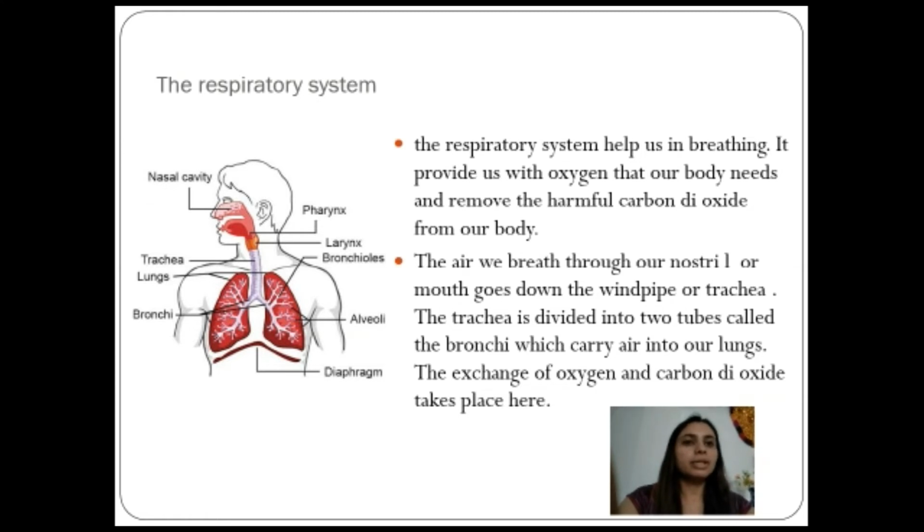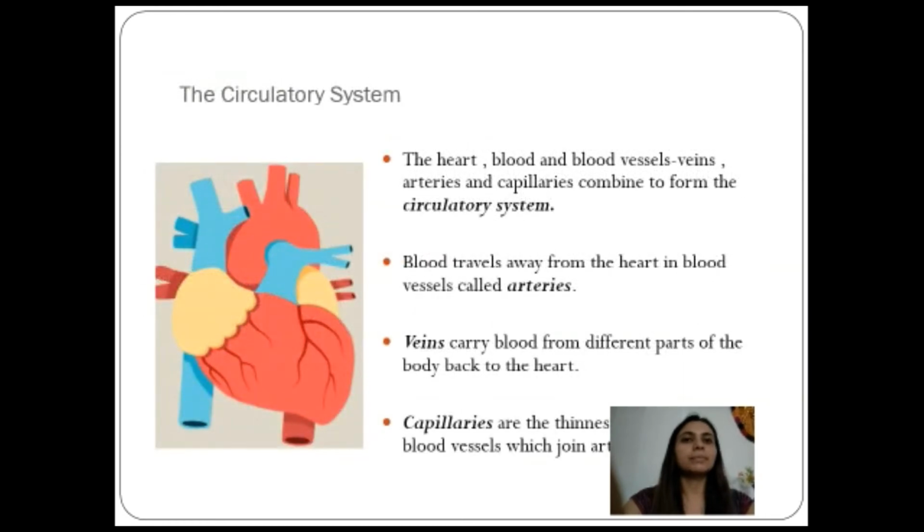The air we breathe through our nostrils or mouth goes down to the windpipe or trachea. The trachea is divided into two tubes, the bronchi, which carry air into our lungs. The exchange of oxygen and carbon dioxide takes place here. Understood? The next system is the circulatory system.